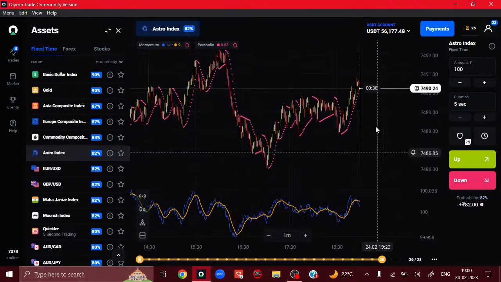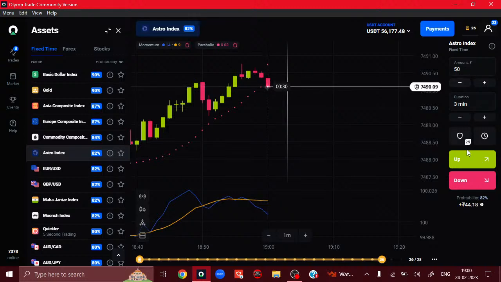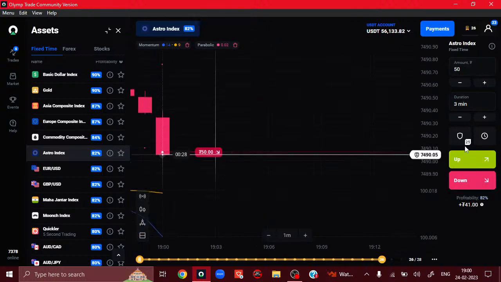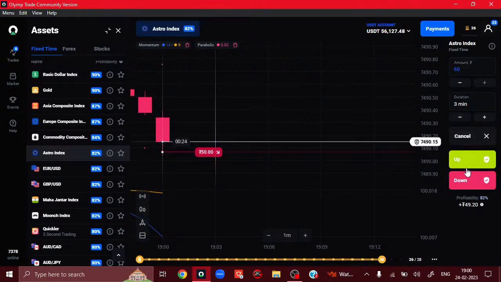So if the parabolic shifts now, I will enter into another trade. See, guys, now we can enter into another trade for 2 to 3 minutes in the downward direction. I have a risk-free trade available with me. That I will also apply here.